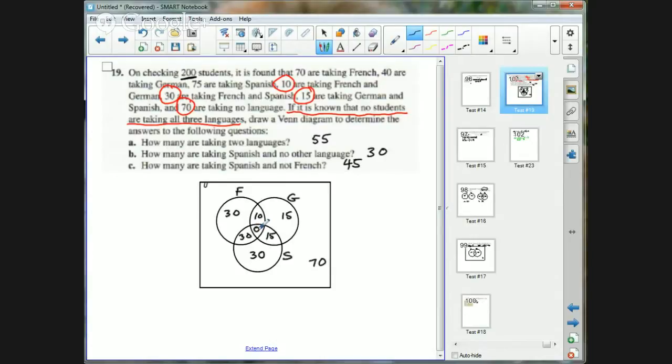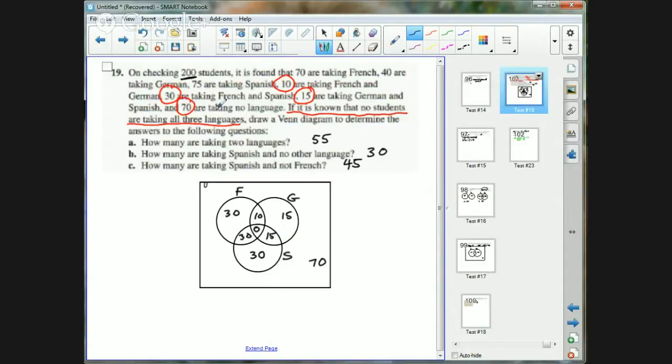Now start doing the double overlaps. It also says that 70 are taking no language. So do you see how I put this, 70? We're actually reading the problem kind of upside down. What's the next one up? 15 are taking German and Spanish. Where do German and Spanish overlap? Right there, and that's supposed to total 15. Well, it's easy, because there's a zero here.